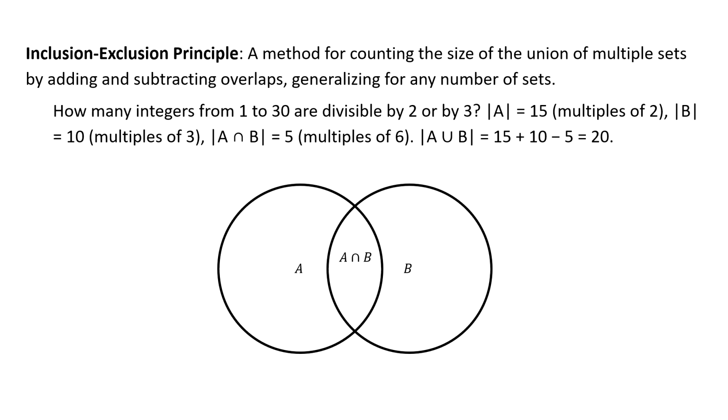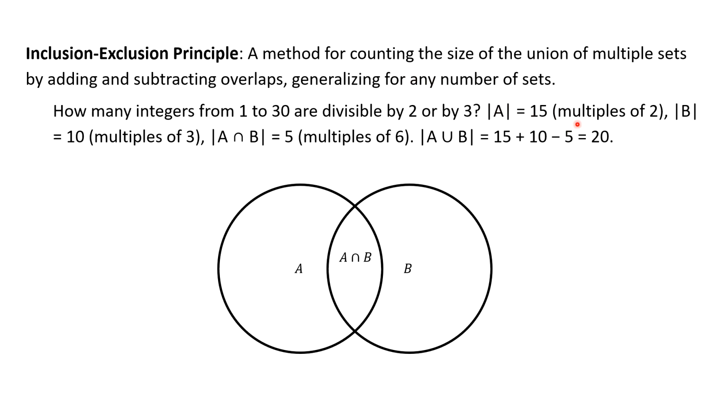The inclusion-exclusion principle is a method for counting the size of the union of multiple sets by adding and subtracting overlaps. We can generalize this to any finite number of sets. I have an example here for 2 sets. We want to find the number of integers from 1 to 30 that are divisible by 2 or 3. So we'll divide this up into 2 sets.